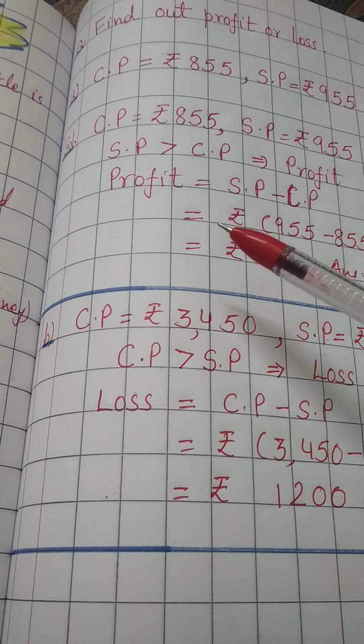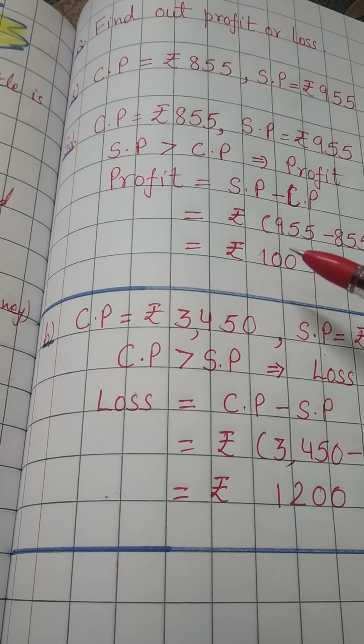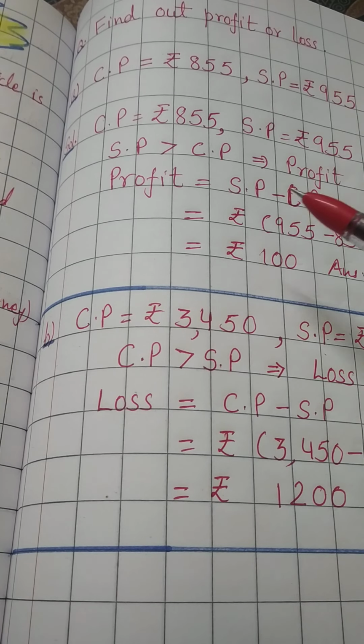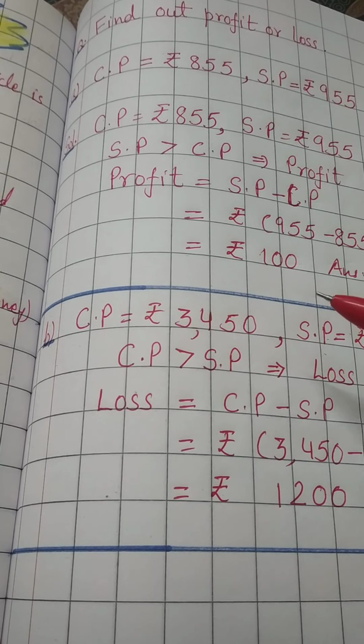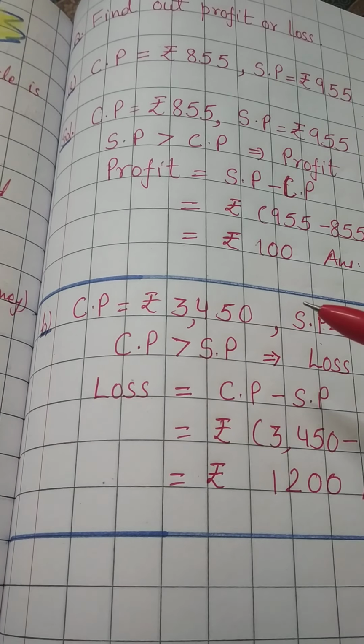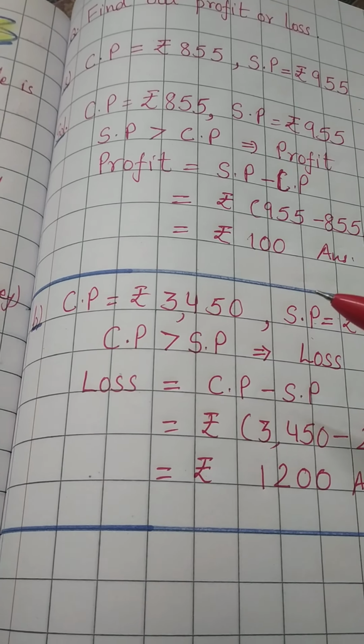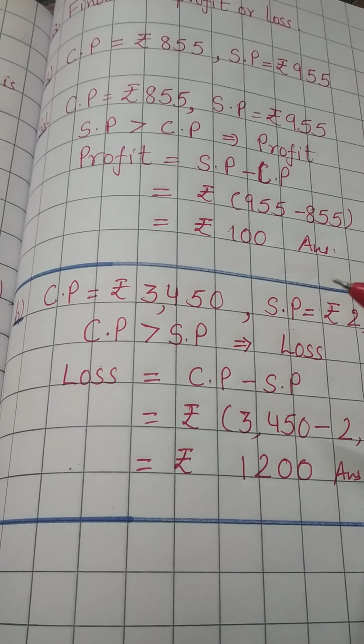So the formula for profit, you have to write each and every step here. First you compare: selling price is greater than cost price, that means profit. So how much profit? Selling price minus cost price. That means 955 minus 855. That is rupees 100. So think for some time and be practical. Then you can understand such types of questions.